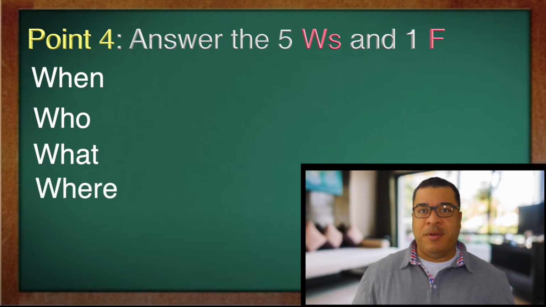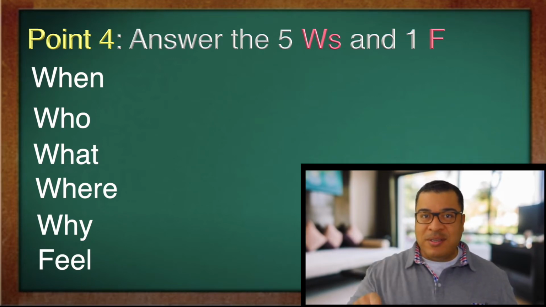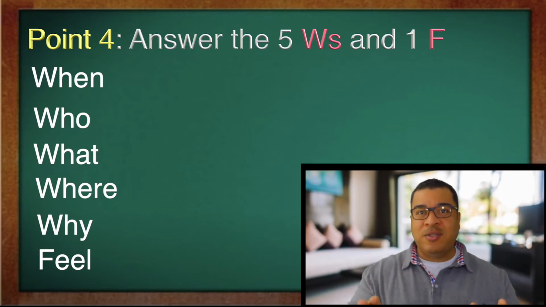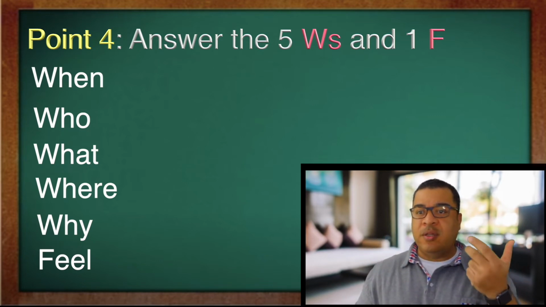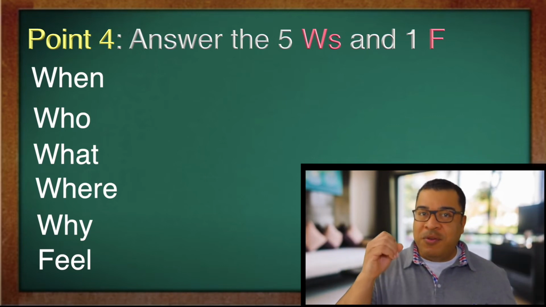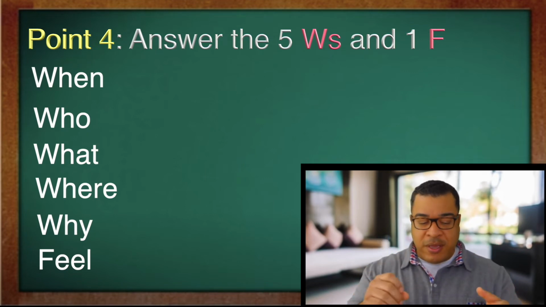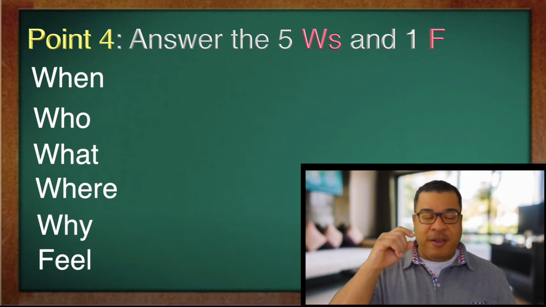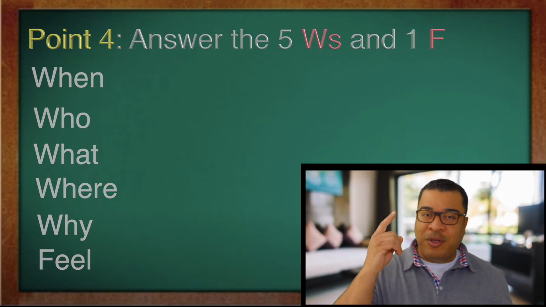Where did it happen? Why did it happen? And how do you feel? So when you're writing a paragraph, in these 5 to 7 sentences, you really want to answer these questions: the when, the who, the what, the where, the why, and how you feel. If you can answer all of these questions in your paragraph, it will be very, very easy for the reader to understand how you feel.